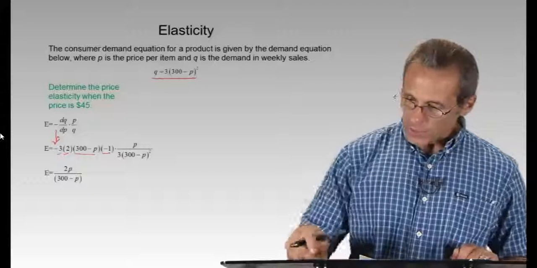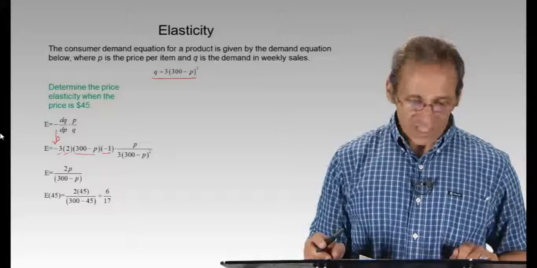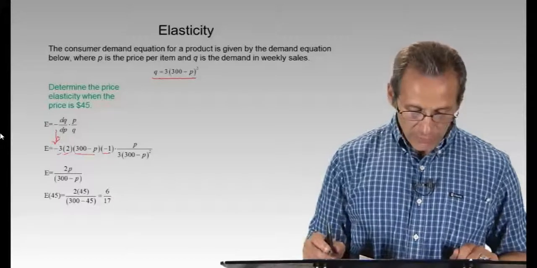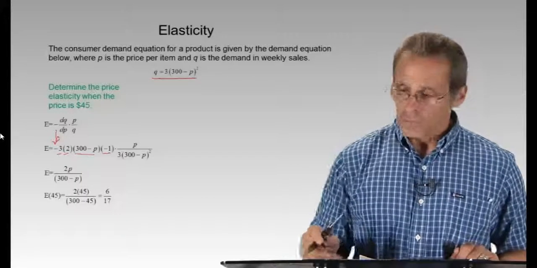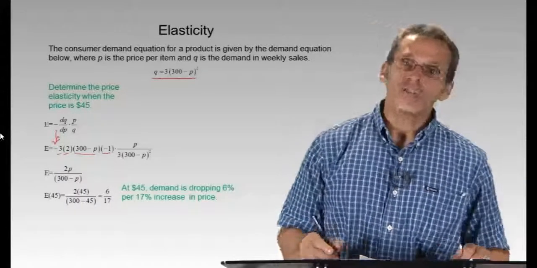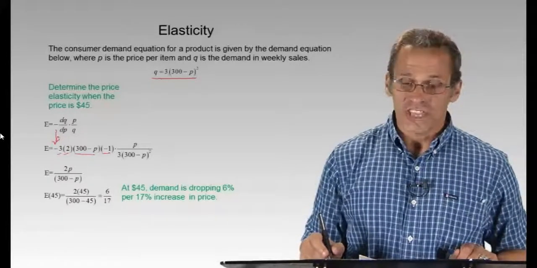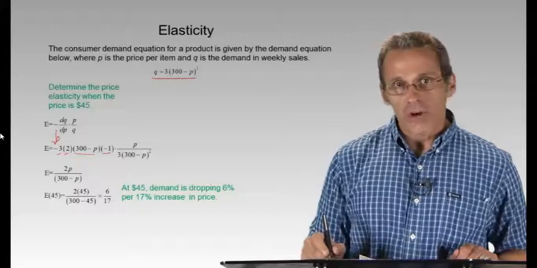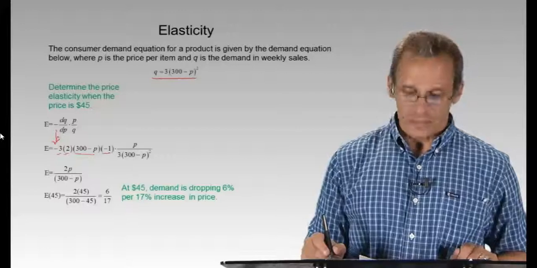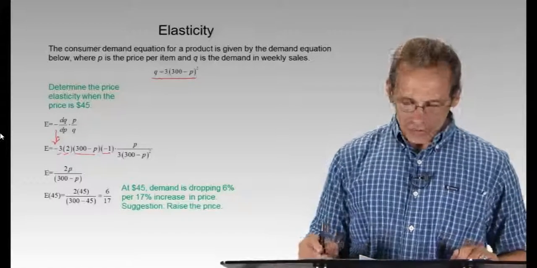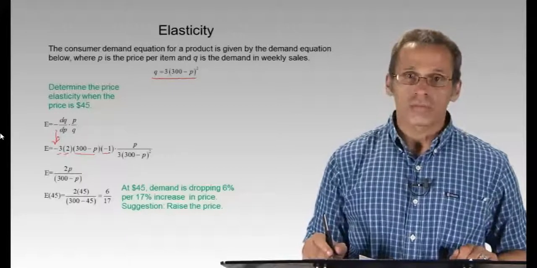Now that we have an equation for the elasticity, we determine the value of the function when P is 45. Substituting in 45, we end up with 6 over 17. Now to interpret it. At $45, remember it's a percent decrease in demand over a percent increase in price, the demand is decreasing 6% per 17% increase in price. Suggestion, well, since 6 over 17 is less than 1, we would raise the price.